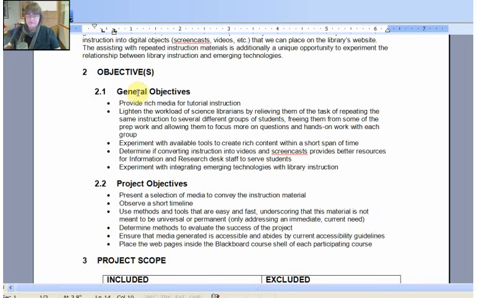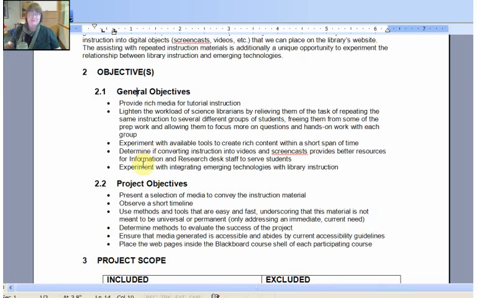For general, the way that I think about this is your general objectives are your project team and your project looking outward and speaking to everyone else. So what is this project going to accomplish? What are the things that you're going to be able to do? And these are the kinds of things you can look back and say, did we do this, right? In this case, we're providing rich media, we're lightening the workload. These are the things you would tell other people, right? What this project will accomplish.